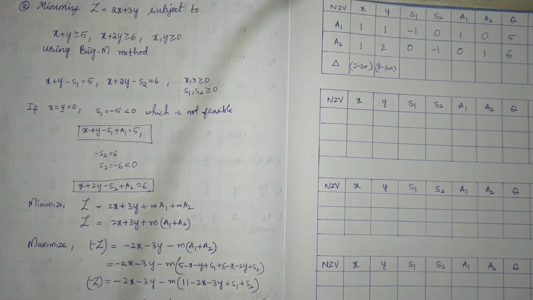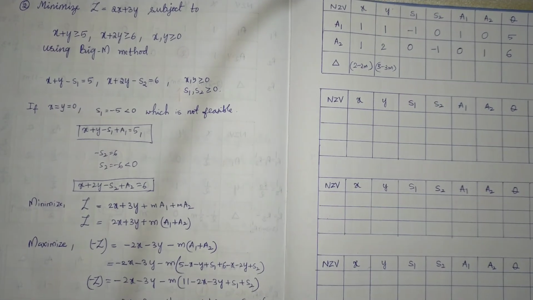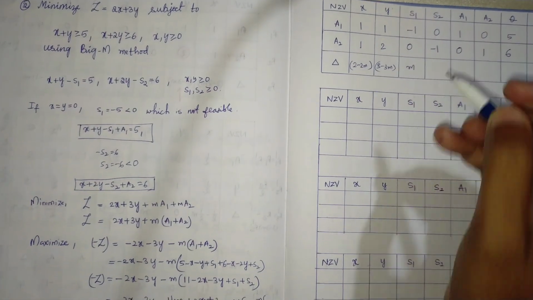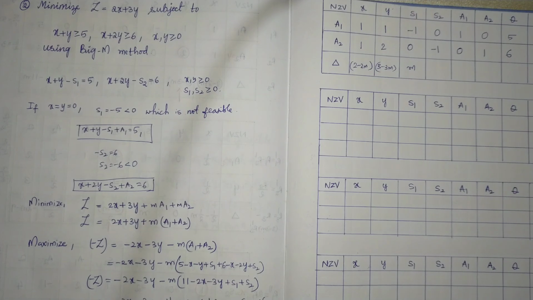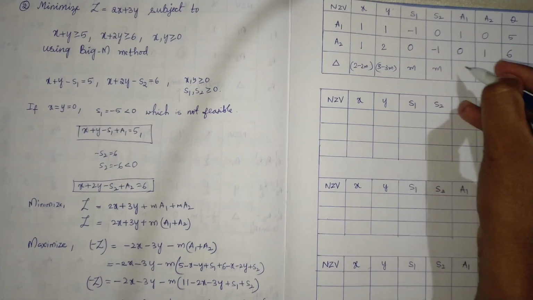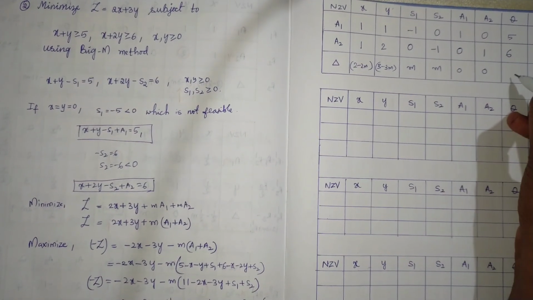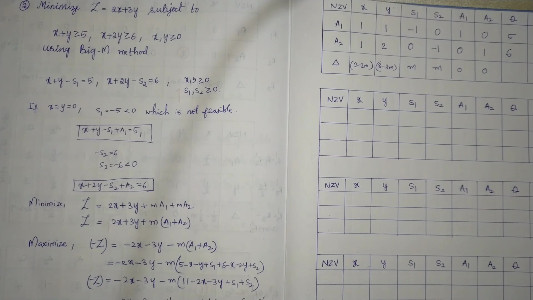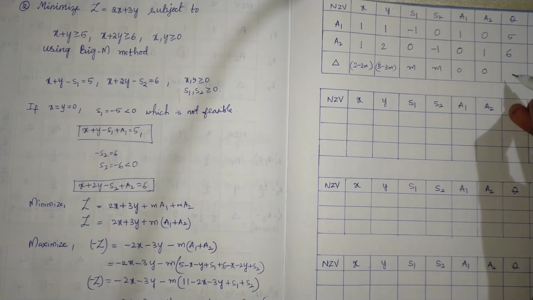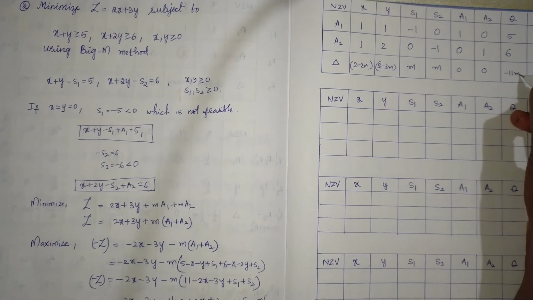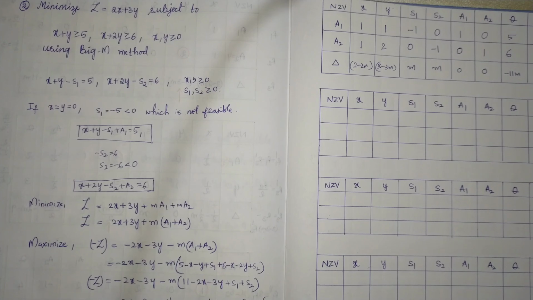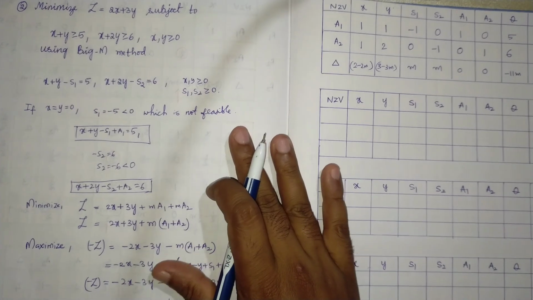Okay. The coefficient of s1, we have minus m. Let us write plus m. The coefficient of s2 is minus m. Let us write plus m. And the coefficient of a1, a2 is 0. And the quantity here you have minus 11 times m. We have to write it as it is. Don't multiply by minus 1 there. Okay. So this is your initial simplex table.